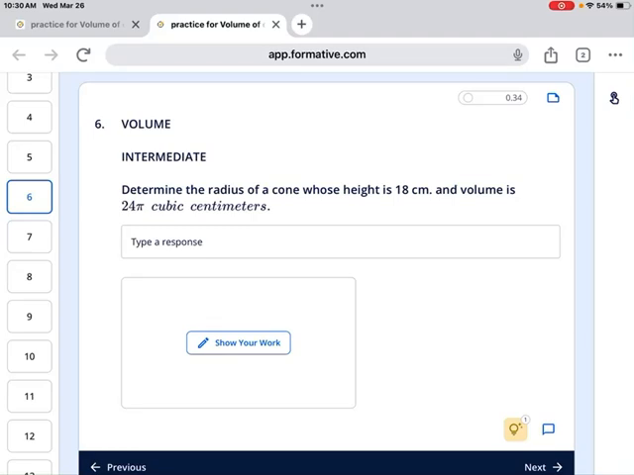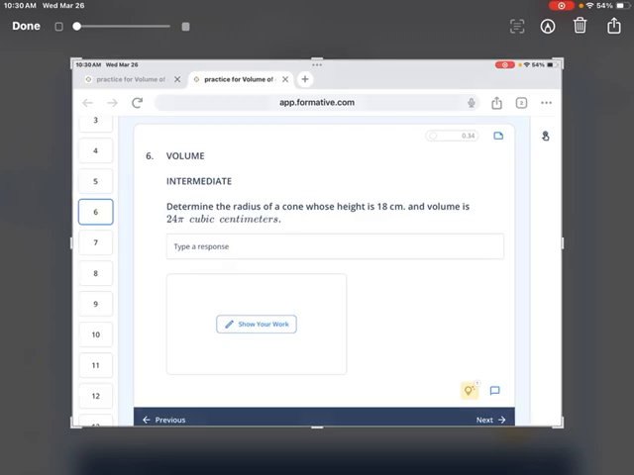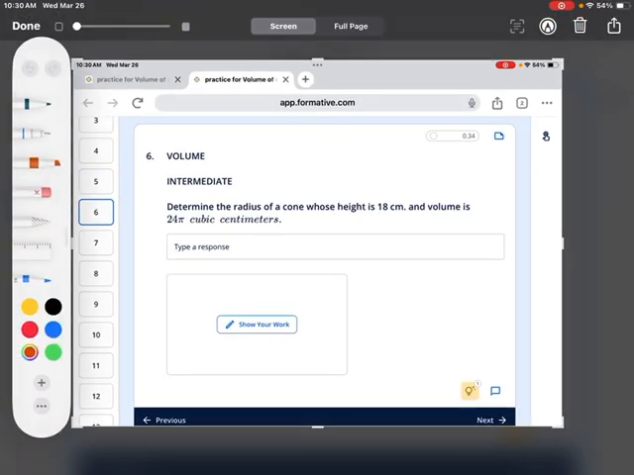Okay, so for the intermediate volume problems, we need to determine the radius of a cone whose height is 18 centimeters and volume is 24 pi cubic centimeters. I'm going to take a screenshot so I can write on my screen. And this one's a little different because you're used to being given the height and the radius. This time we're given the height and the volume, and we need to find the radius.